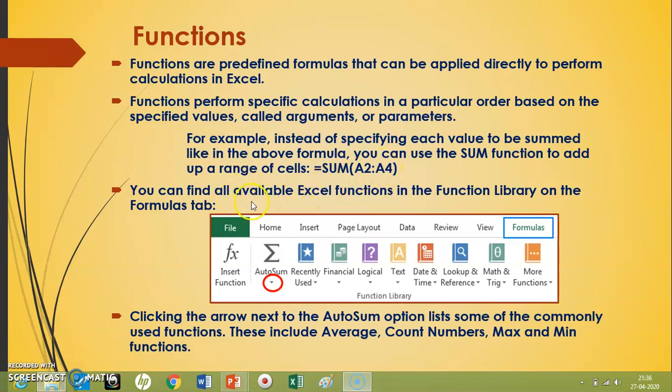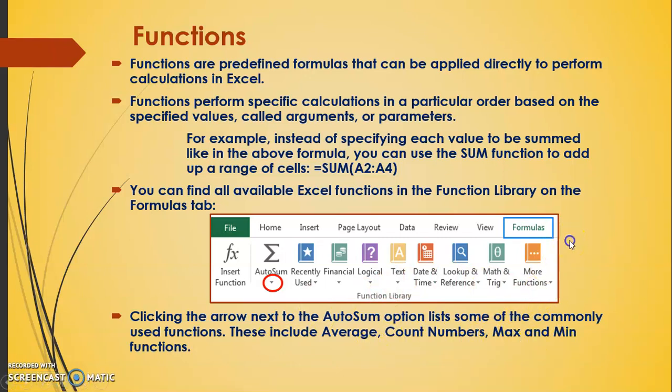You can also find so many other functions. Simply see, this is the screenshot. This function is AutoSum, and when you click this small arrow here, which I have marked in the red circle, you will find a list of so many other functions, namely average, count, max, min, and a number of other functions.